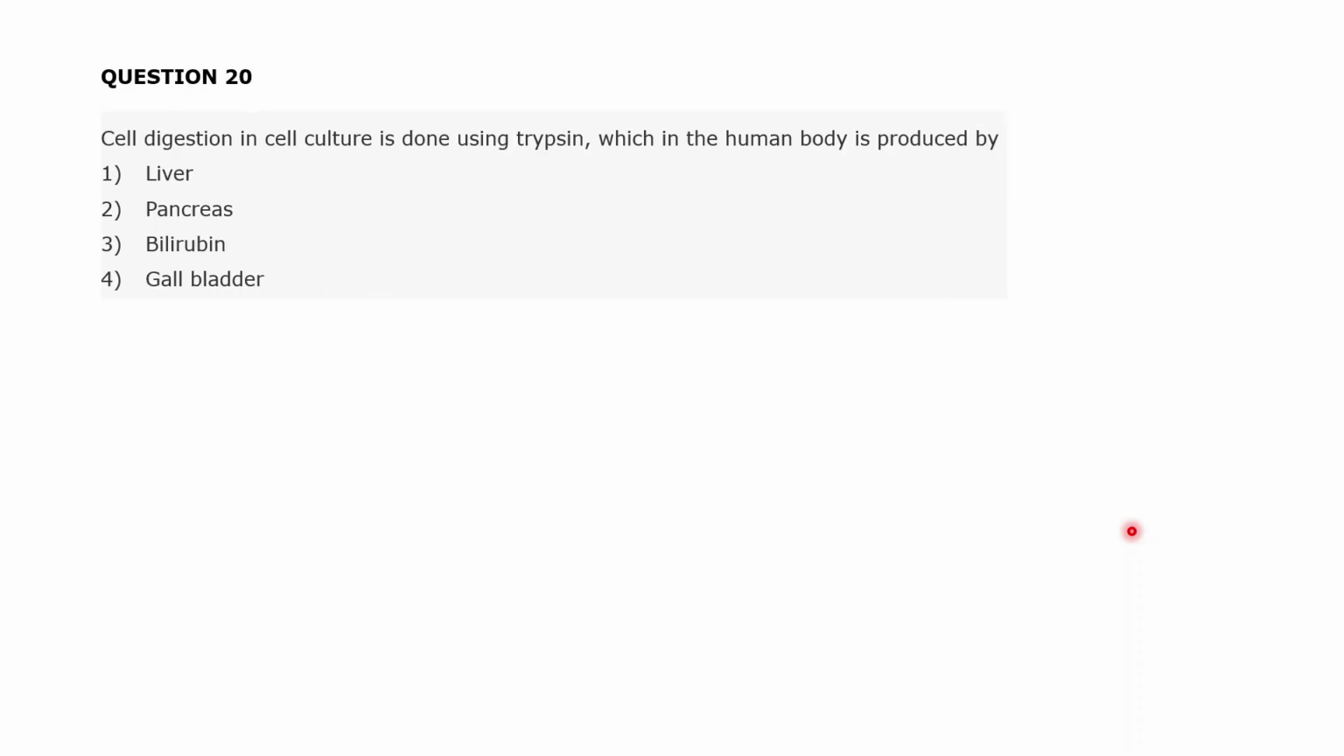So I will just move on to the last question. Cell digestion in cell culture is done using trypsin, which is produced by the human body, is produced by which organ? Liver, pancreas, bilirubin, or gallbladder? Which might be the answer? This is the last question. Trypsin is produced by. Okay, so the answer to that question is pancreas, right?